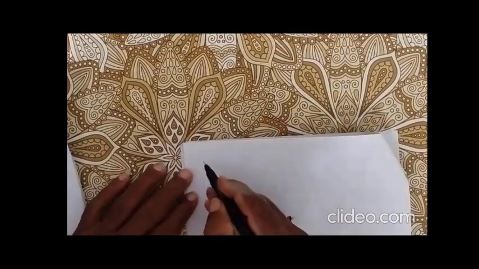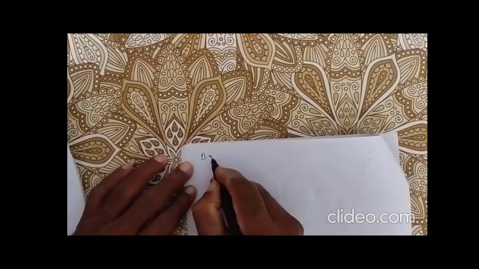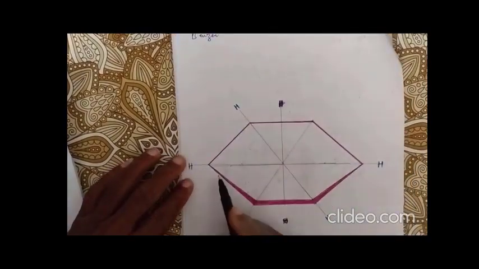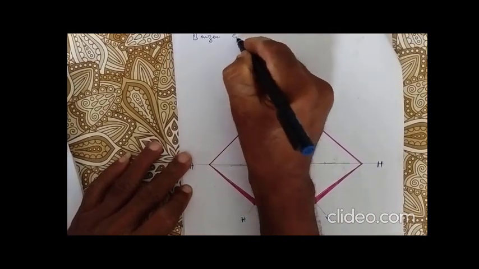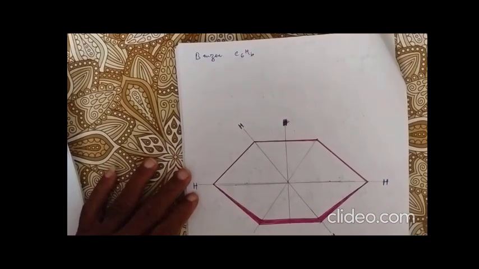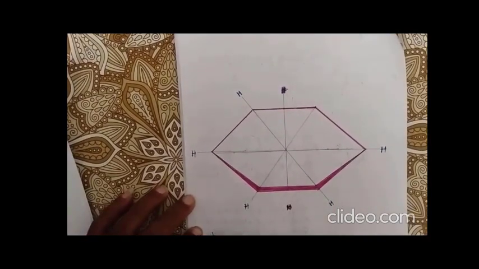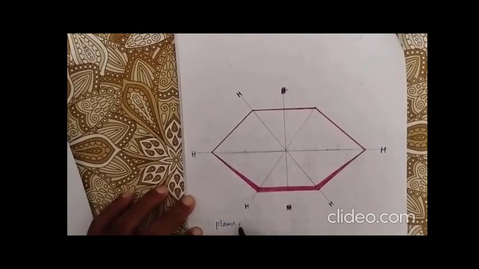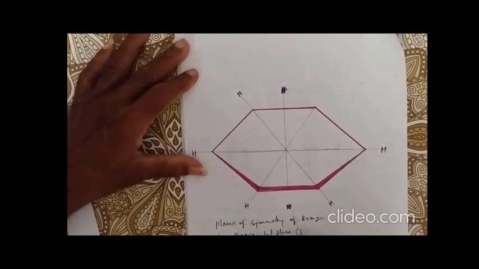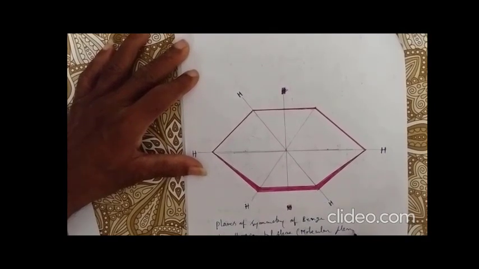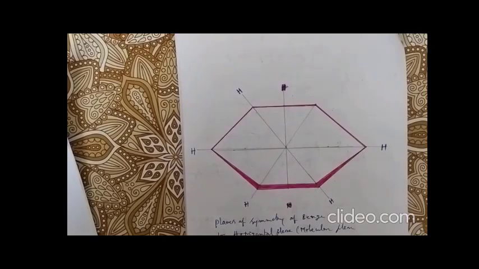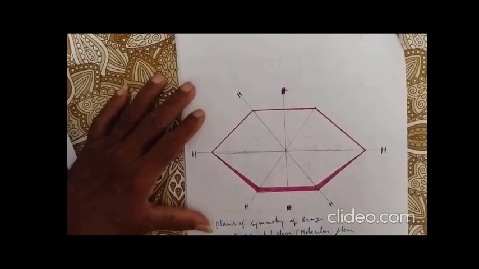Now let us take the example of a plane of symmetry in another molecule, that is benzene. This is the benzene molecule, C6H6. So here, what are the planes of symmetry? Planes of symmetry of benzene: one is the horizontal plane, also called the molecular plane. And 6 vertical planes, 6 sigma planes passing through the molecule.